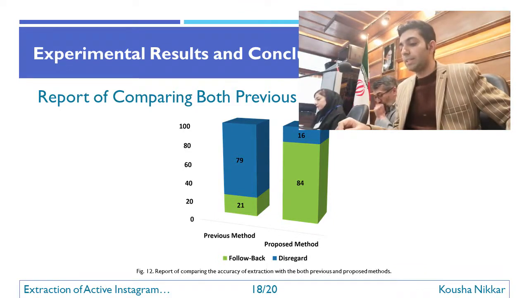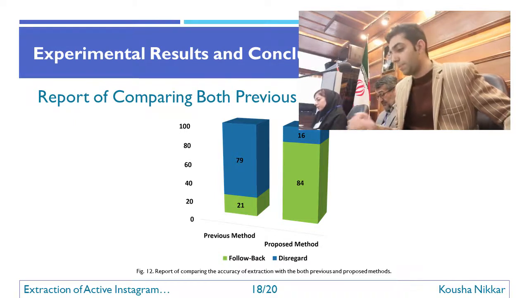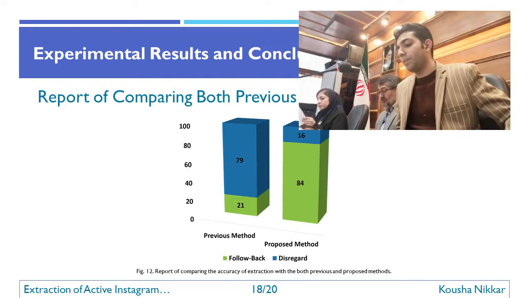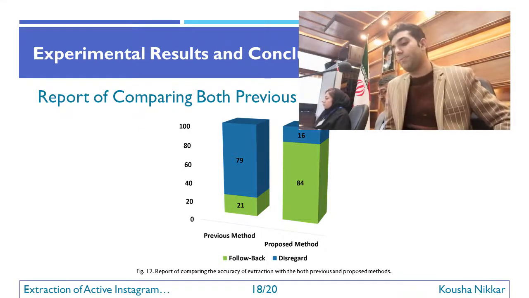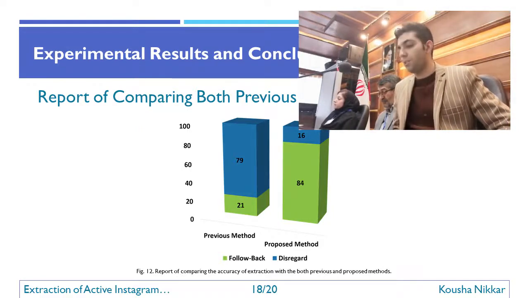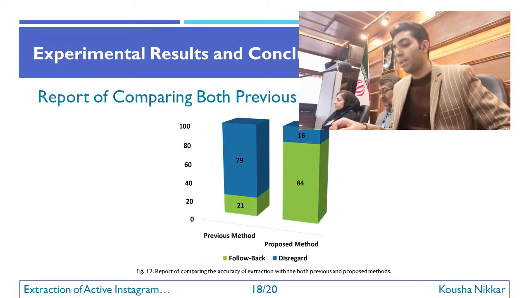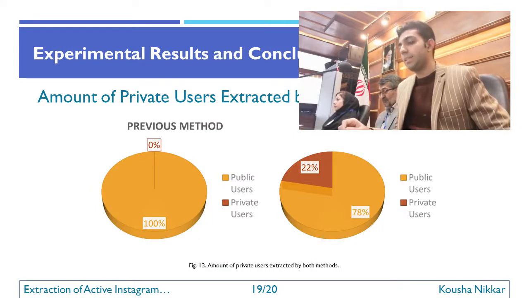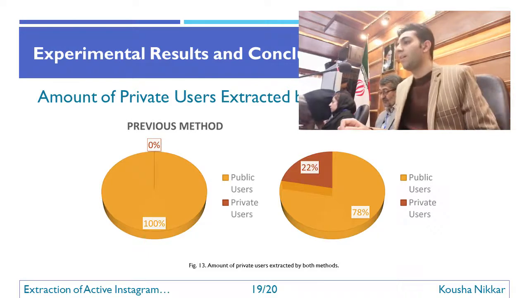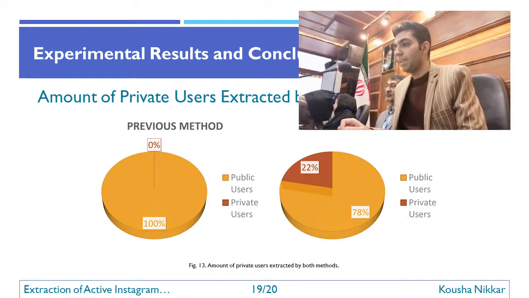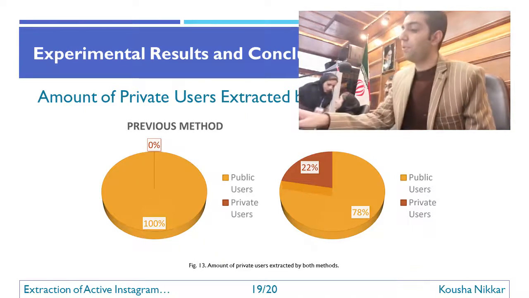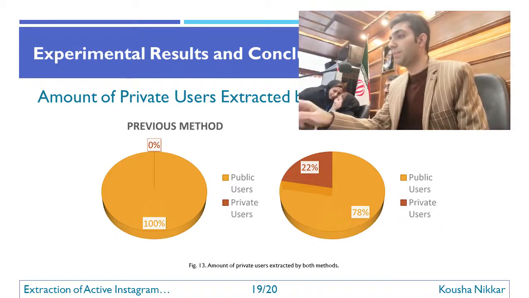The 16% disregards in the proposed method's results are because of private users. While the ability to find private users is a positive point for having a larger community, there are a few drawbacks that slightly reduced the efficiency of our test, because some people who have private accounts do not see the follow request or do not want to accept any new person's request. In the next slide, you can see the relationship between the percentage of extracted users who are private users and the 16% of disregards in the previous slide.